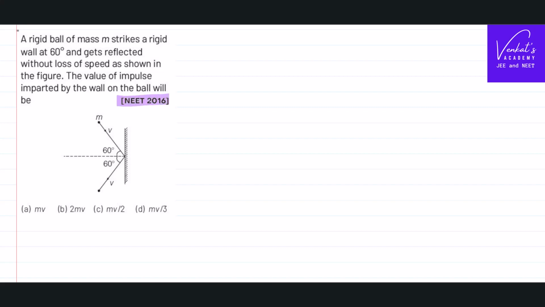It's a NEET 2016 question based on laws of motion, and of course conservation of momentum and change in momentum is also playing an important role here. The problem is like this. A rigid ball of mass m strikes a rigid wall at an angle 60 degree and gets reflected without any loss of speed as shown in the diagram. What's the value of the impulse imparted to the ball in this journey?